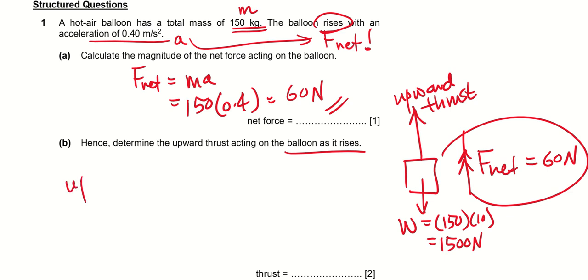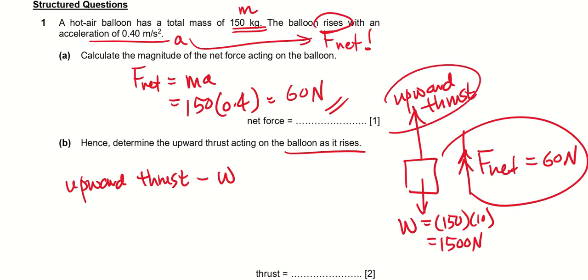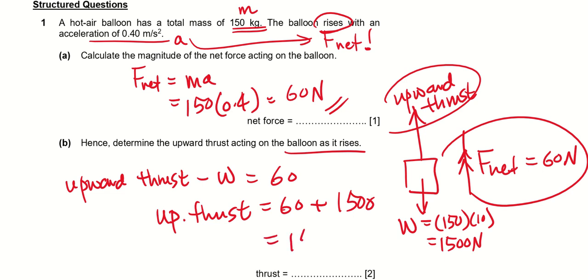So upward thrust minus weight, because they are opposite in direction, and upward thrust must be larger than weight. That's why the F net is upwards, should be equal to 60 Newton. So upward thrust is equal to 60 plus 1500. Therefore, it is 1560 Newtons. So when you draw your free body diagram, you are able to visualize and put down visually what are the forces acting on it. So the purpose here is to find and tally that your F net is 60 Newtons.